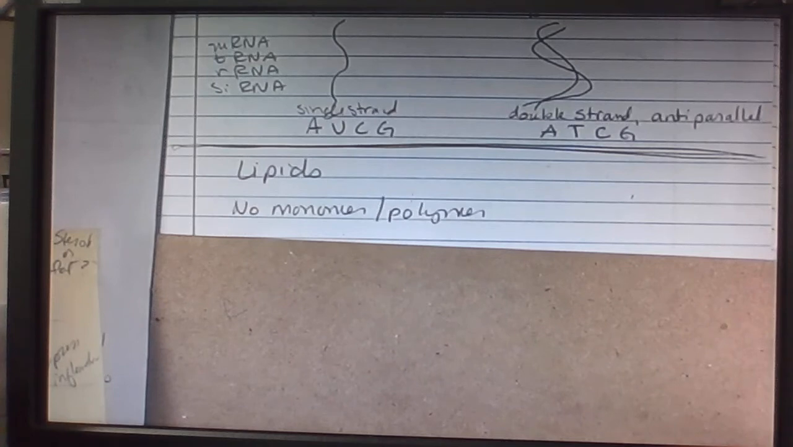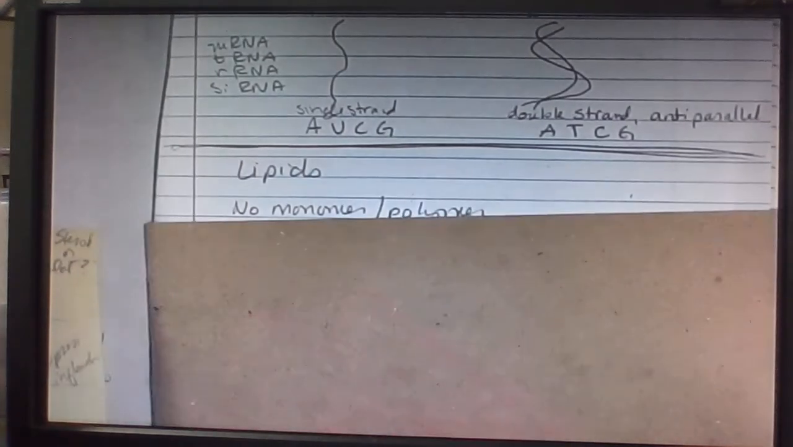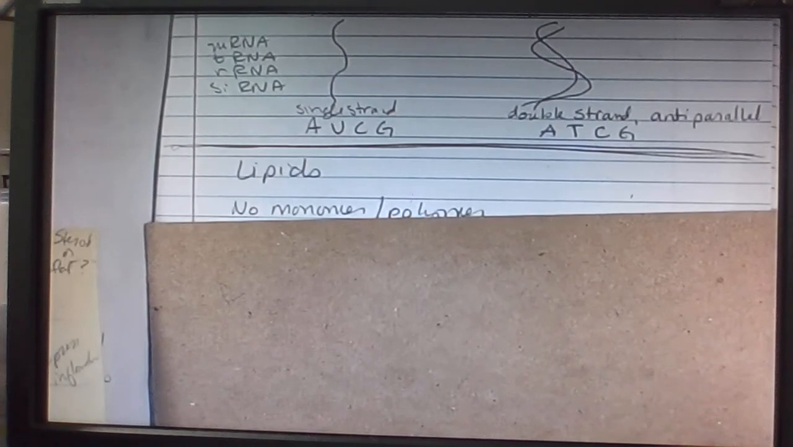Proteins do have a monomer. What's the name of the monomer for protein? Amino acid is the monomer for a protein. Nucleic acids do have monomers. What's the name of the monomer for nucleic acids? Nucleotide is a monomer for nucleic acids. Oh, dang it, I gave that away.